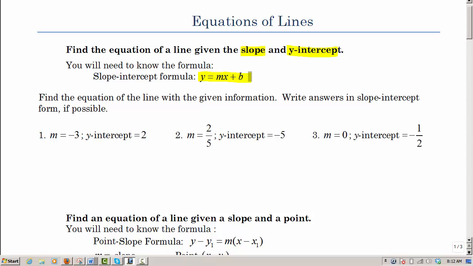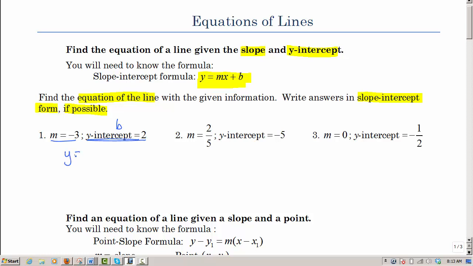Now for this whole lesson, the directions are going to be: find the equation of the line with the given information, and we want to write all of our answers in slope-intercept form if possible. So all of our answers should be in the form of y equals mx plus b. These first three problems are so easy. They really are. So number one, they tell you what the slope is and they tell you what the y-intercept is. Remember that b is our y-intercept.